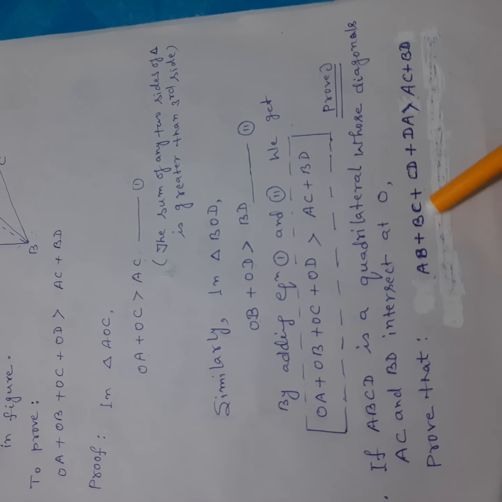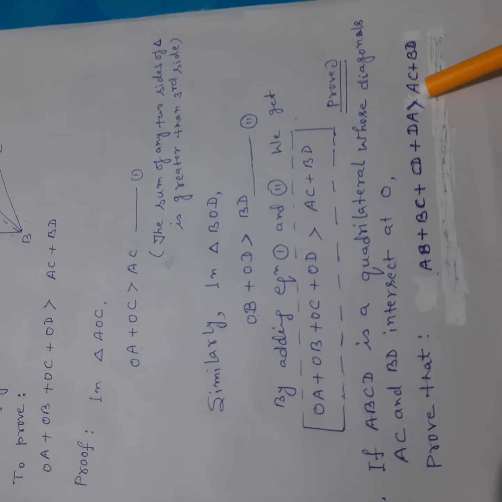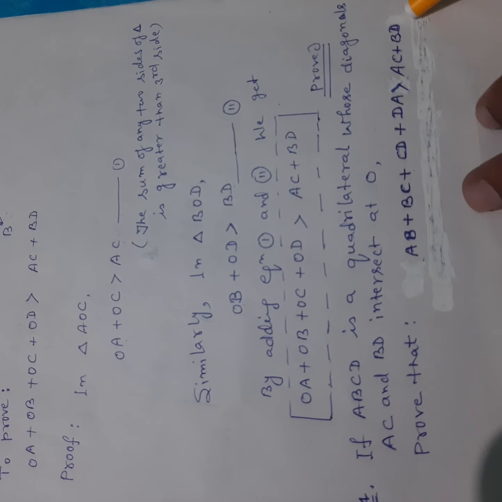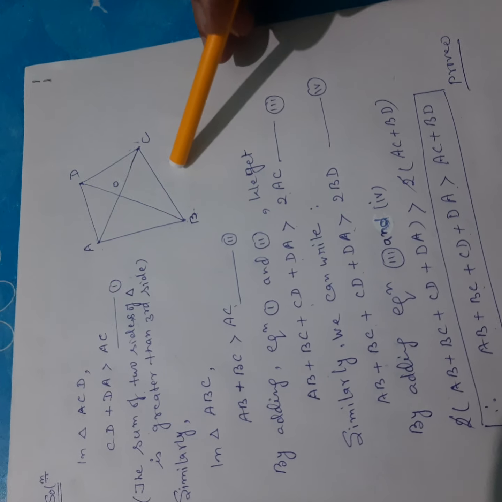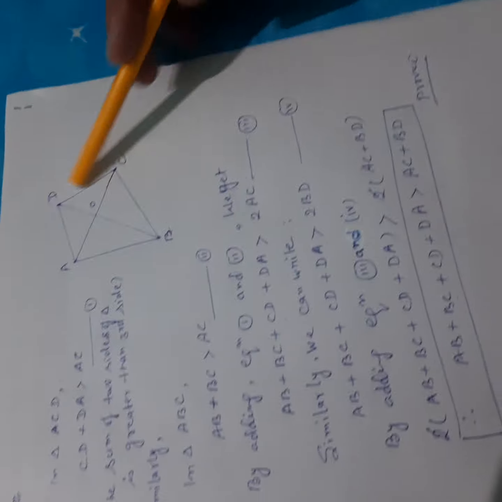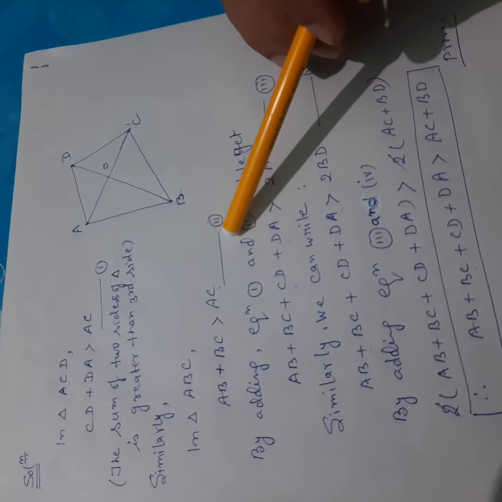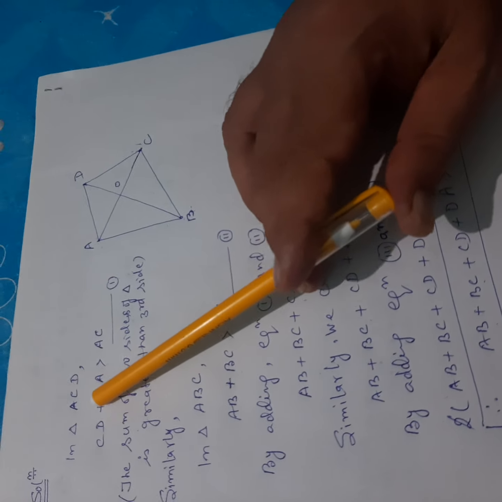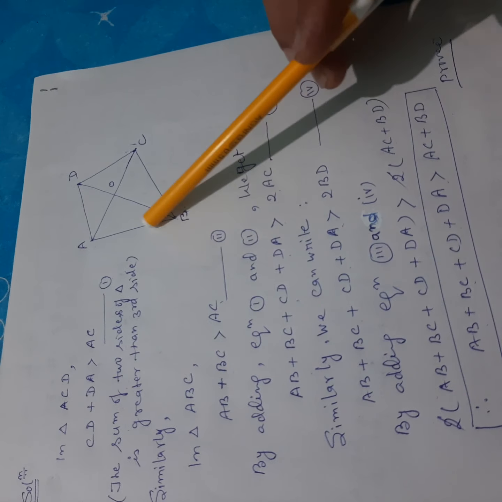Now the next question: if ABCD is a quadrilateral where diagonals AC and BD intersect each other at O, prove that AB plus BC plus CD plus DA is greater than AC plus BD. In the figure, ABCD is a quadrilateral. Now we start from triangle ACD.